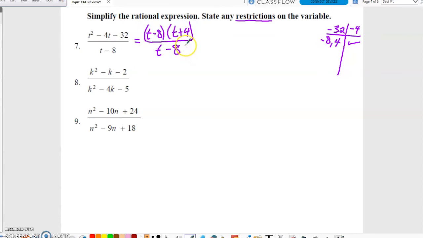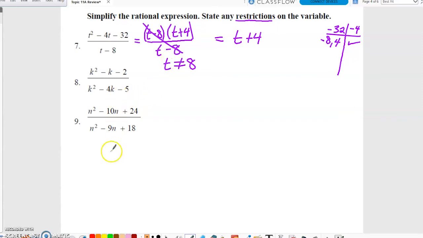Now looking at my denominator, again, it's my factors in the denominator that determine my restrictions. So if I set t minus 8 equal to 0, I would get a t value of 8. So we're going to say that t cannot equal 8 because we don't want this denominator equaling 0. I'm going to go ahead and cancel out stuff. So I'm going to cancel out those t minus 8s, and we're going to be left with t plus 4 as my answer, with a restriction that t cannot equal positive 8.